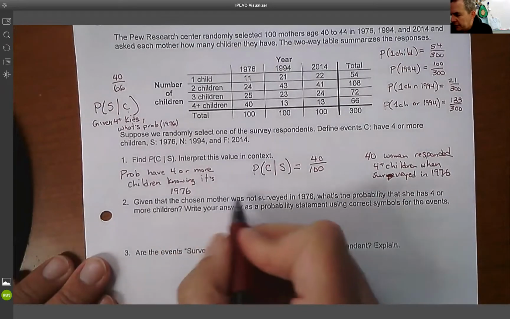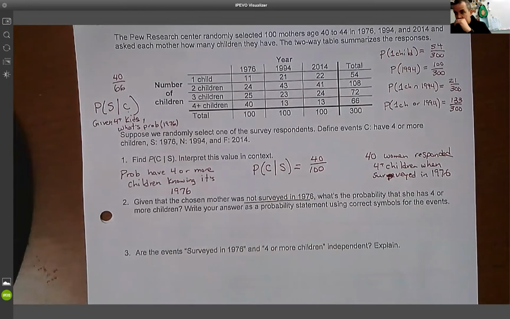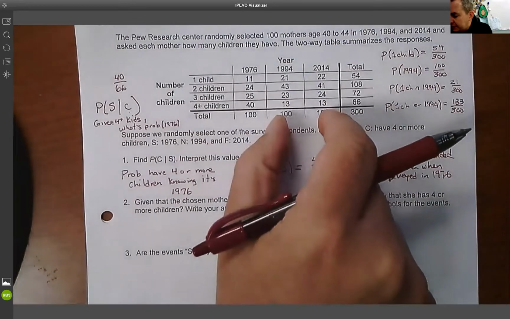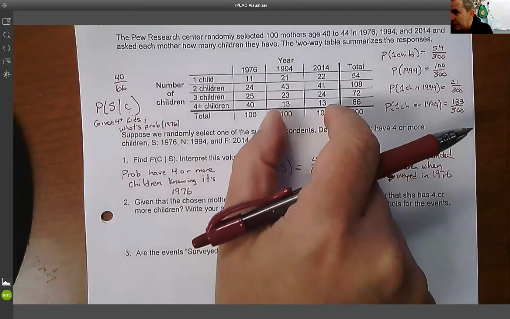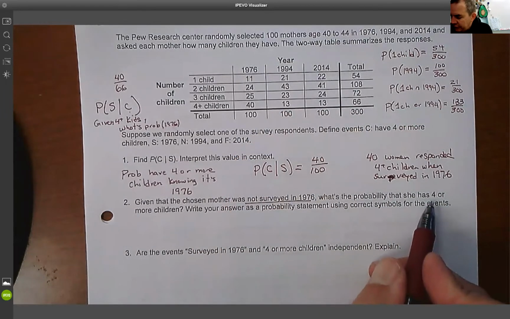Reading the next one: given that a mother was not surveyed in 1976. So if you think about this, not surveyed in 76, it's going to be the 94 and the 2014. So basically we're rolling these two together, pinching these two together. What's the probability that she has 4 or more children?